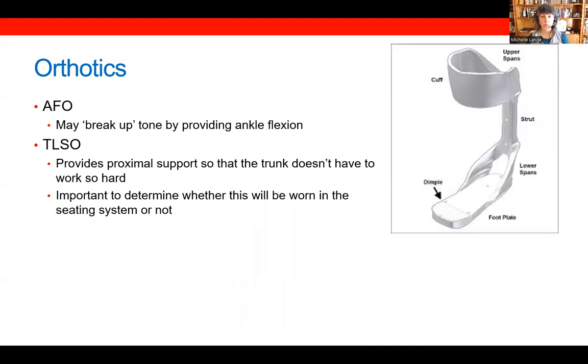Orthotics can also break up tone by providing some ankle flexion. In general, we'll talk about this more in our next course when we talk about seating strategies. If we can provide abduction and flexion throughout the body, we can often break up some muscle tone for an individual. It depends on the individual, and that's more the case for people with velocity-dependent tone, like we see in cerebral palsy. A TLSO, or body jacket, can provide proximal support so the trunk doesn't have to work as hard.